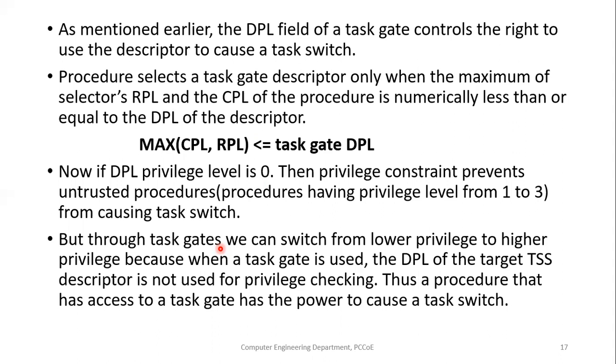Why? Because when a task gate is used, the descriptor's privilege level, that is the DPL of the target TSS descriptor, is not used for the privilege checking. So in that case, the DPL will not be used for checking the privilege, whether it has the same privilege level or a higher or lower level. So this privilege checking will not be done if you use a task gate. Thus, a procedure that can have access to a task gate has the power to cause a task switch. Whichever procedure has access to a task gate has the power to perform task switching.